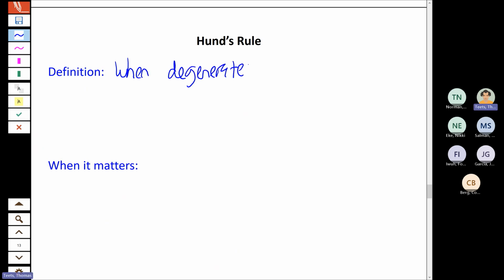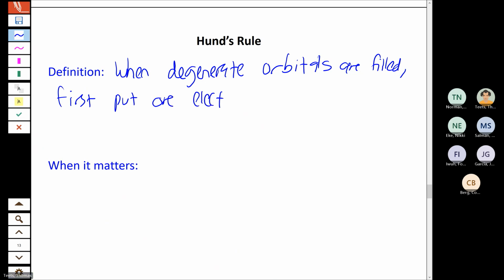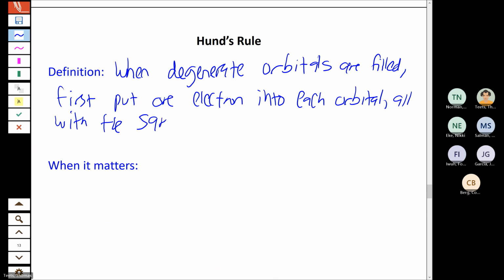So the definition here: there's technically more than one Hund's rule, but we only need to worry about this one in this context for this course. When degenerate orbitals are filled, you first put one electron into each orbital. Those first electrons all go in with the same spin. You do that before pairing up 2 electrons into the same orbital.